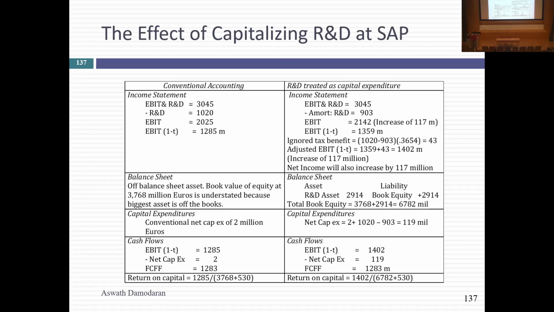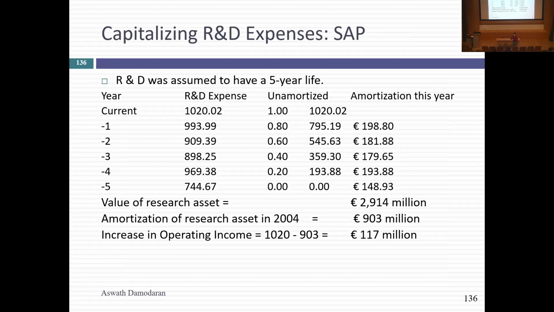But if I capitalize R&D, here's what I need to do. I need to remove R&D expenses from the operating expenses, so add it back. But I have to depreciate the asset I create with that R&D. Remember, when I create this asset of 2.9 billion, that 2.9 billion has to get depreciated in future years.